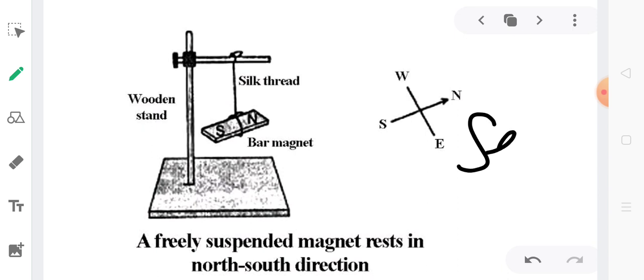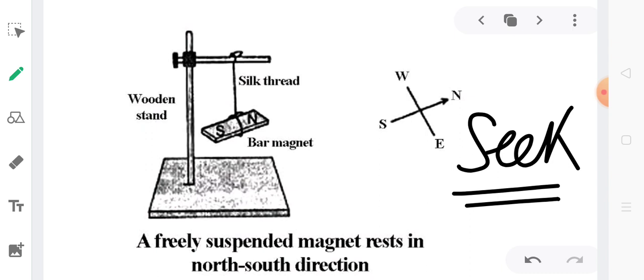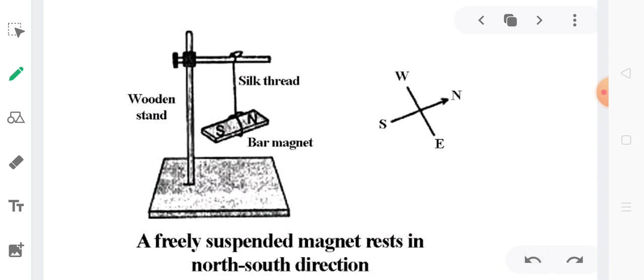Now this word seek means to look for, to search. Since the particular end of the magnet is pointing towards, or trying to find, the geographical north, that is why it is also named the north seeking pole. And similarly, the other end is called the south seeking pole or simply the south pole of the magnet. So this is one important property which is also called the directional property of the magnet.